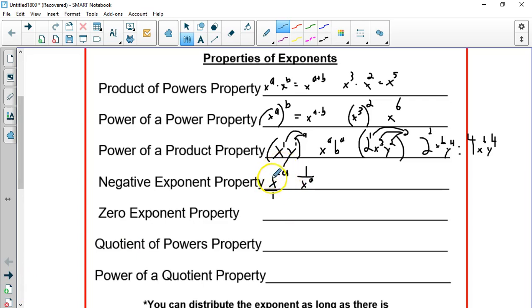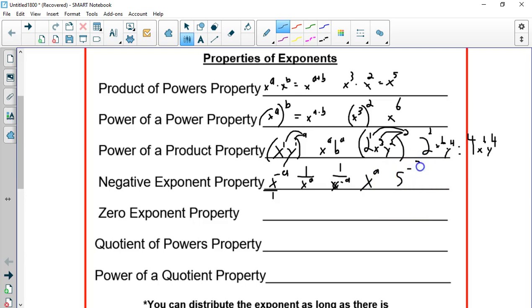So we have x to the negative a, send it downstairs to get a better attitude: 1 over x to the a. And it works the same way if the negative exponent is on the bottom. Let's say I have 1 over x to the negative a. Well, downstairs, being bad, what do we do? Send them upstairs to get a positive attitude. So those are equivalent.